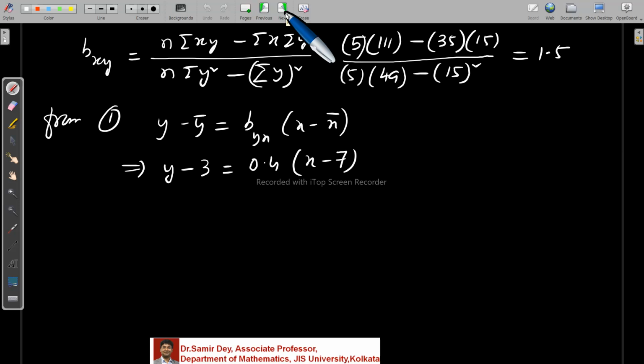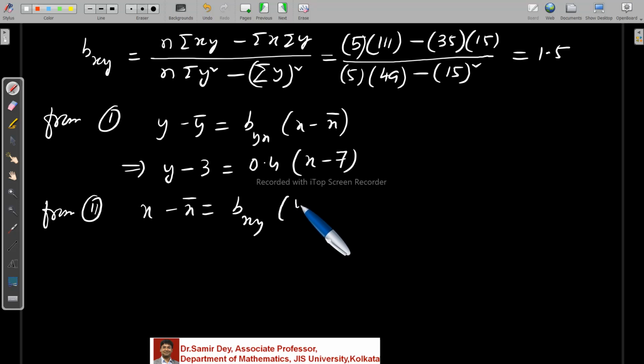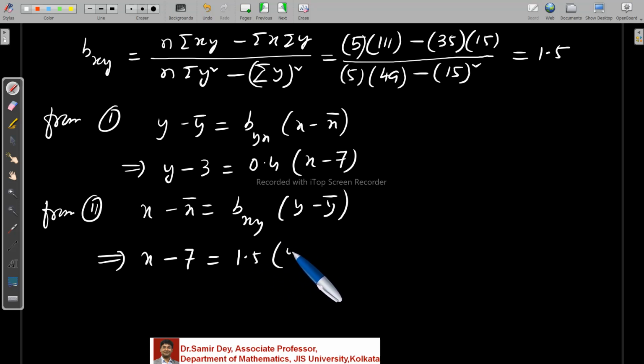Clear? So from 2, what you have? X minus x bar is equals to bxy y minus y bar. So from here you may write x minus x bar. X bar is equals to 7. What is your bxy? Bxy is equals to 1.5. And it is coming y minus y bar. Y bar is equals to how much? 3. Clear?